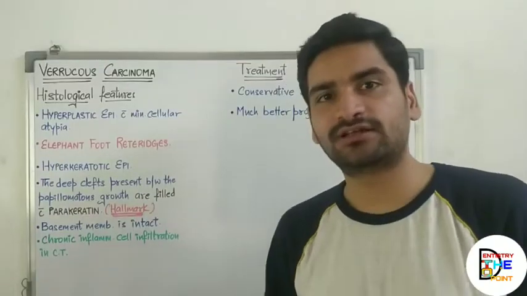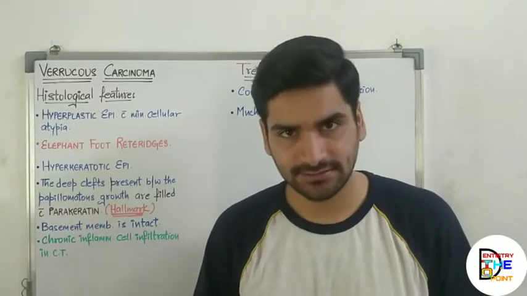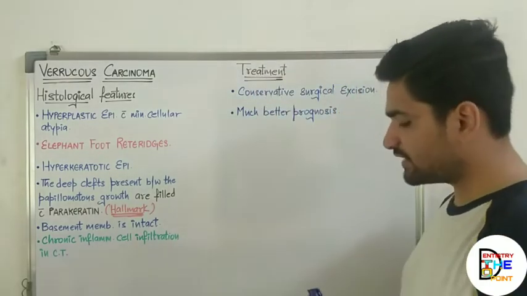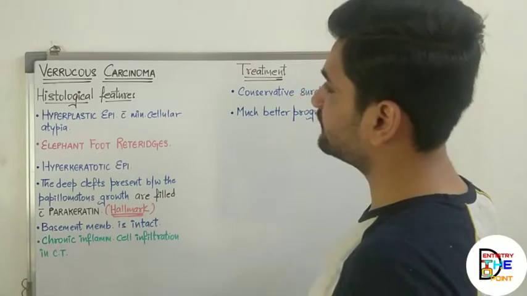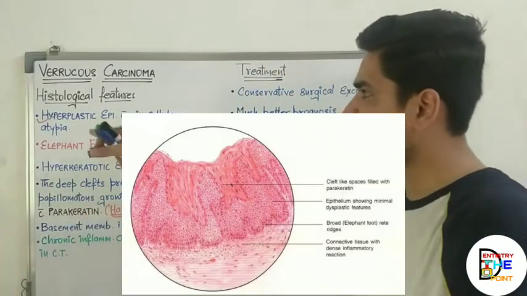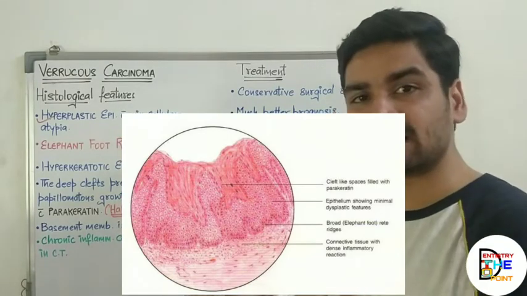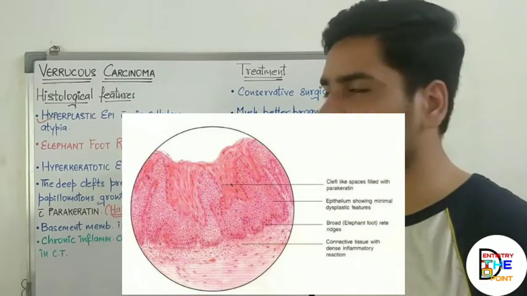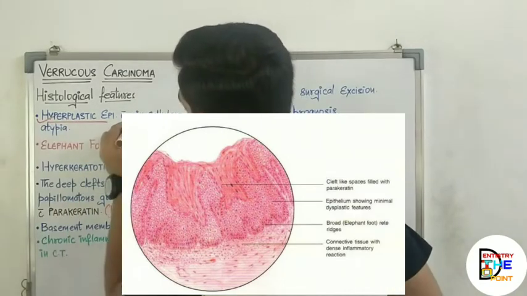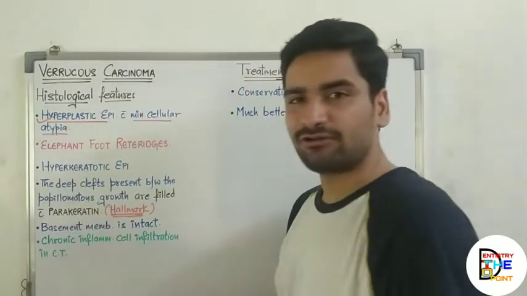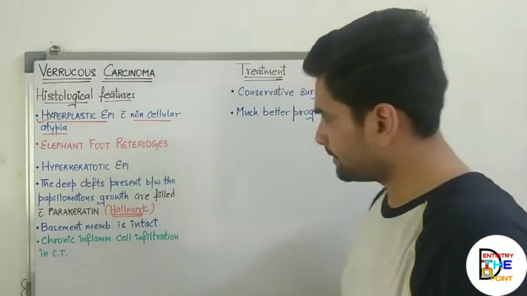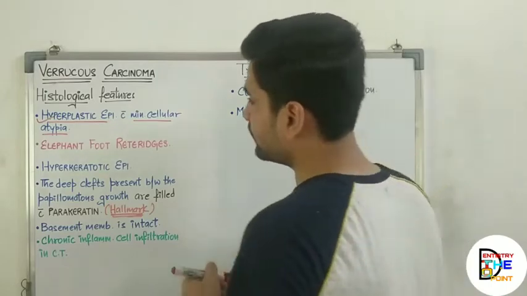Next, moving on to the histological features of verrucous carcinoma, there is nothing much complicated in the histological features, they are quite easy. Starting with them, it is a hyperplastic epithelium. The epithelium of verrucous carcinoma is going to be hyperplastic. There is an exophytic overgrowth of the epithelium, which will show minimum cellular atypia. There will not be much cellular atypical features. Next is elephant foot rete ridges.